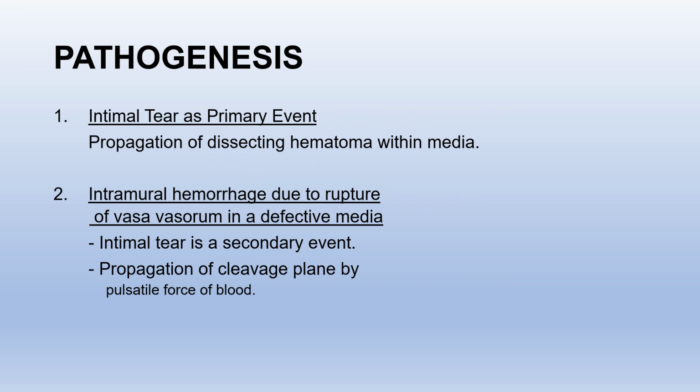Pathogenesis. Intimal tear is a primary event, with propagation of the dissecting hematoma within the media. Intramural hemorrhage due to rupture of the vasa vasorum is in a diseased media. Alternatively, intimal tear is a secondary event and propagation of the cleavage plane is by pulsatile flow of blood.